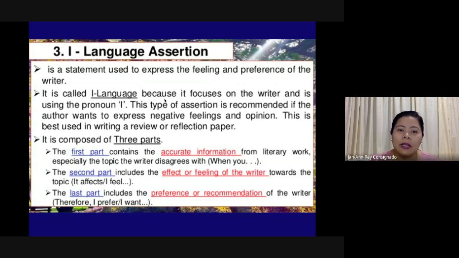These are the three parts of I language assertion. The first part has to do with the accurate information. Second part, the effect or feeling of the writer. And the last part, the preference or recommendation. Let me give you an example.